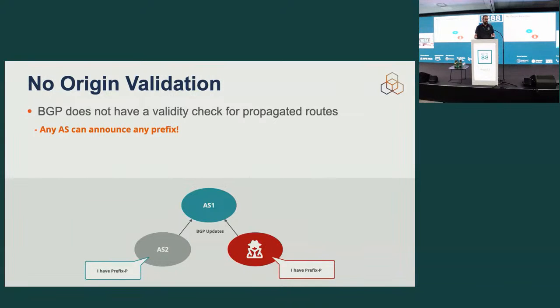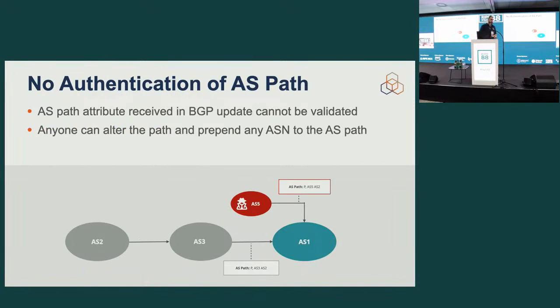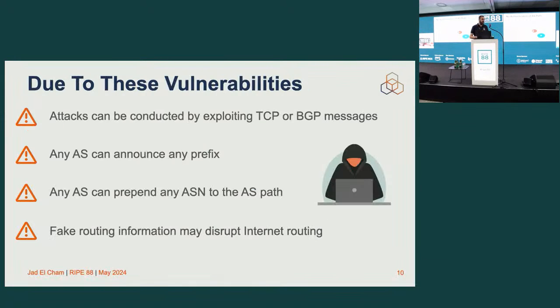Now, no origin validation, again, means that any AS can announce any prefix. So I could be announcing my IP addresses, and the next minute somebody somewhere starts announcing my IP address. And lastly, that's the third vulnerability that we talked about. There's no authentication for the AS path. So if I would like to hijack traffic going towards a certain destination, instead of pretending that I am that destination, I can tell you, yeah, you know what? I'm directly connected to these guys. Send me your traffic. So also BGP cannot verify the AS path itself.